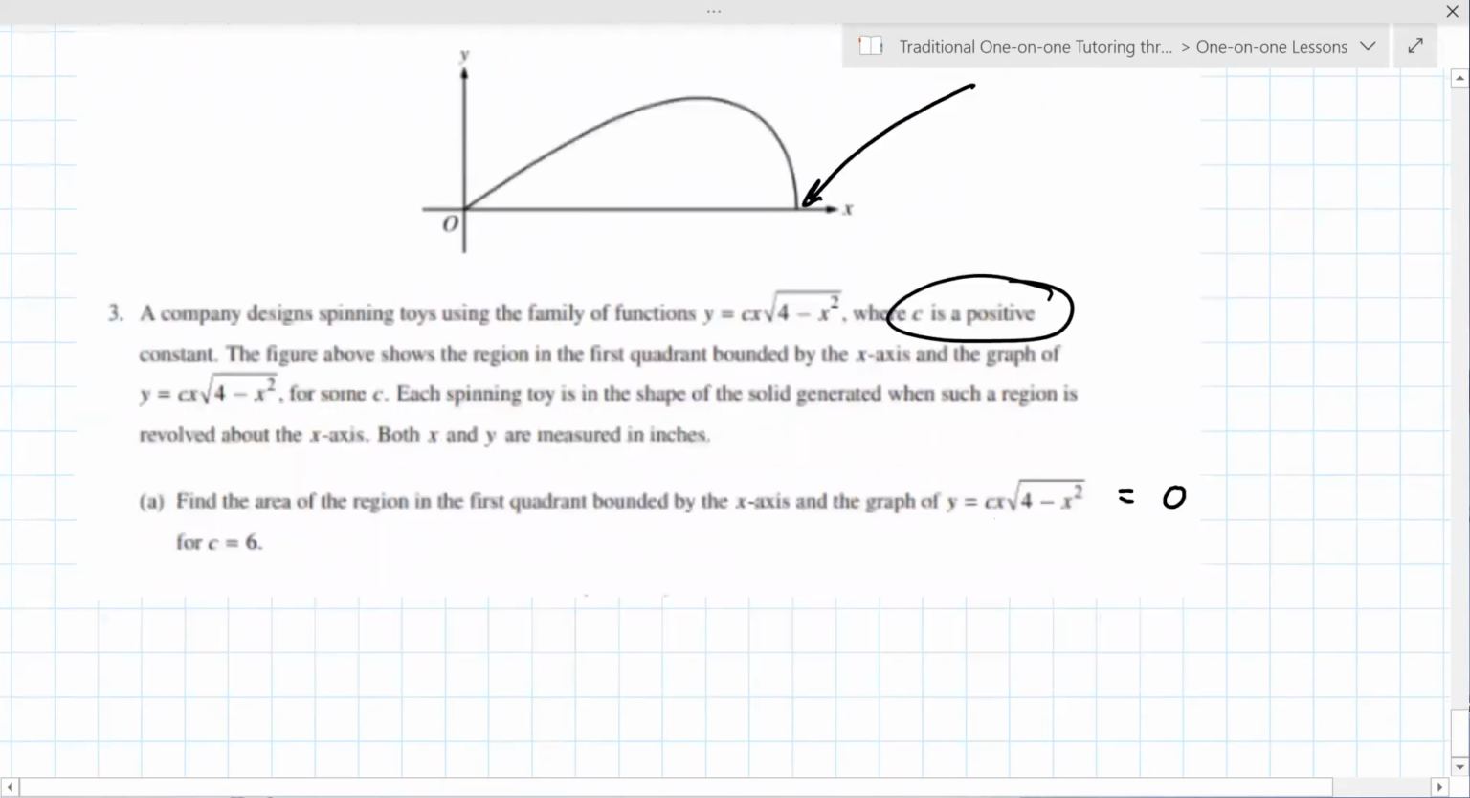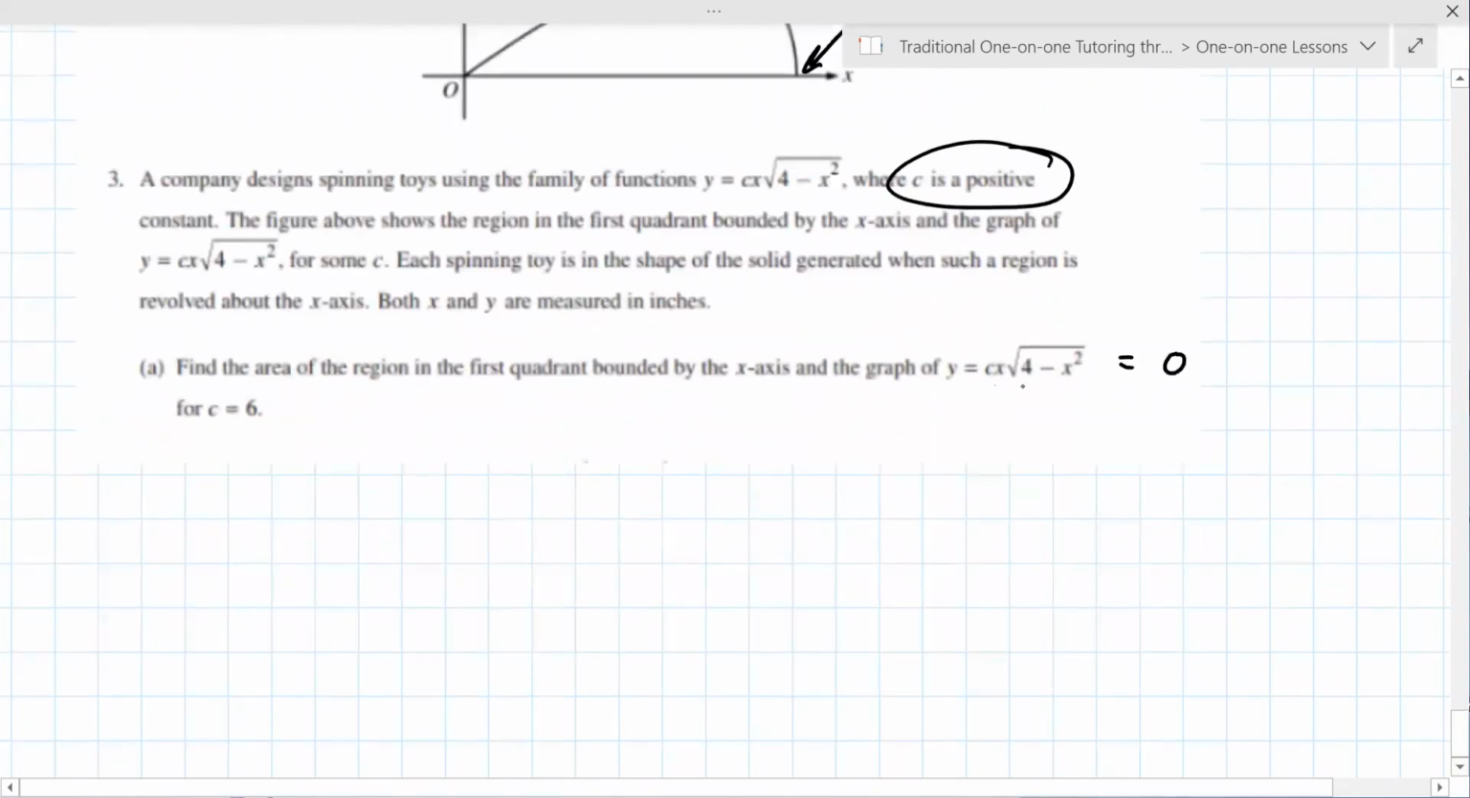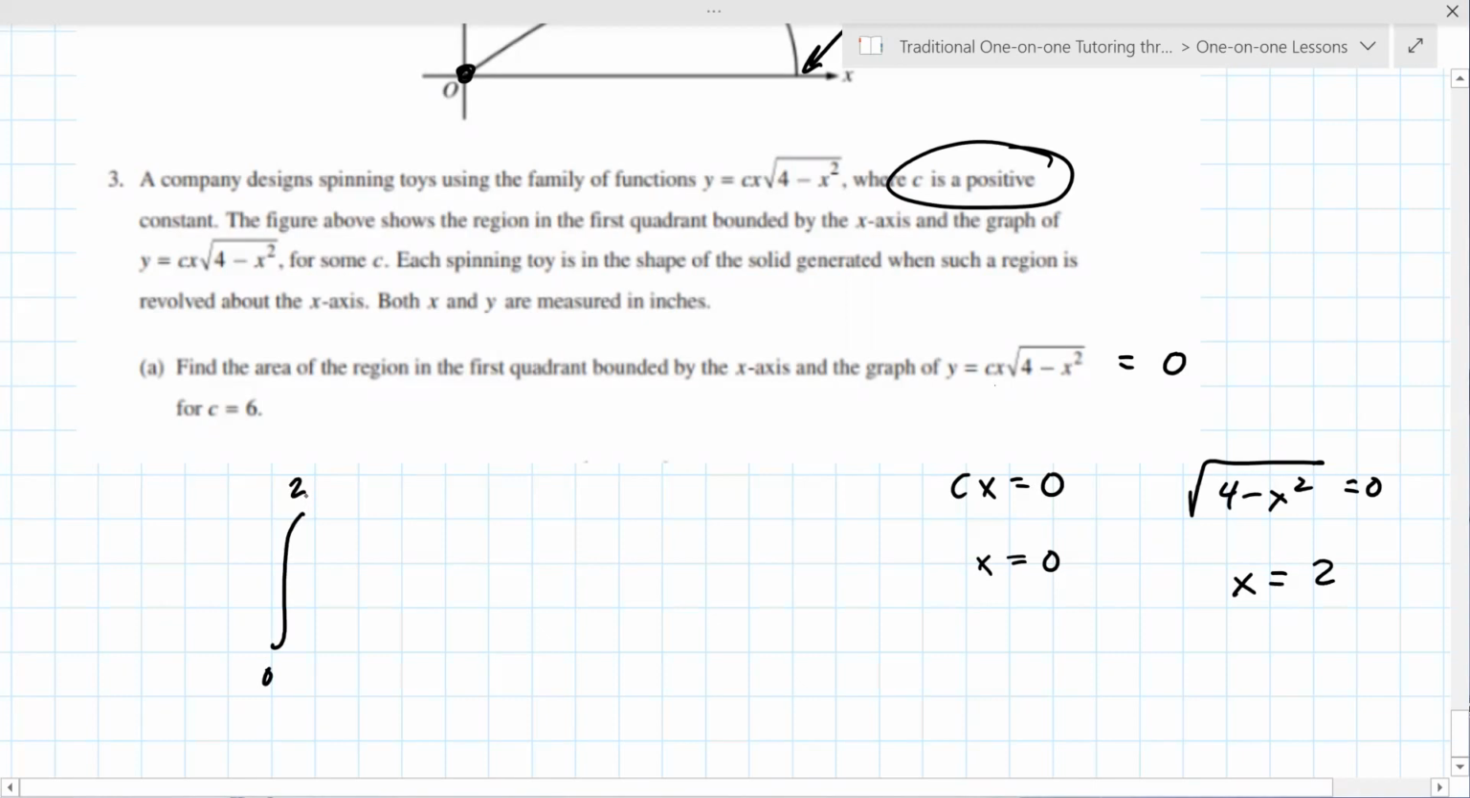Which is not calculus, and it's 0 when either cx equals 0 or the square root of 4 minus x squared equals 0. Well, this one's 0 when x is 0, and that's the point there on the left. This other one is 0 when x equals 2, and negative 2 for that matter, but we only care about that first one. So that's important because you need to know it goes from 0 to 2.